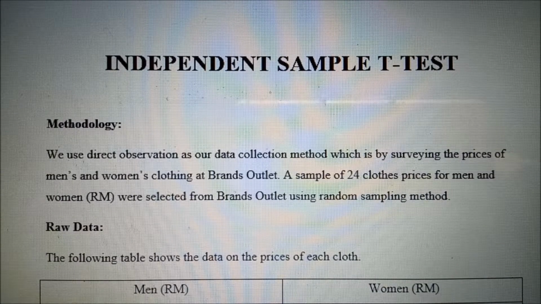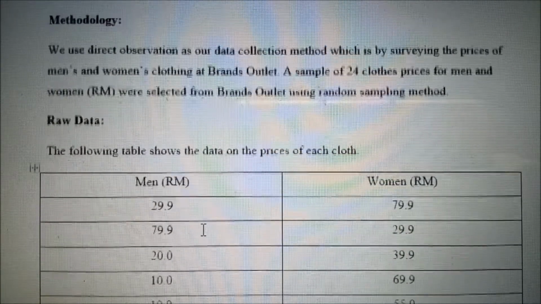Independent sample t-test. Methodology. We use direct observation as our data collection method, which is by surveying the prices of men's and women's clothing at brand outlets. A sample of 24 clothes prices for men and women was selected from brand outlets at ECM using the random sampling method. These are the raw data.